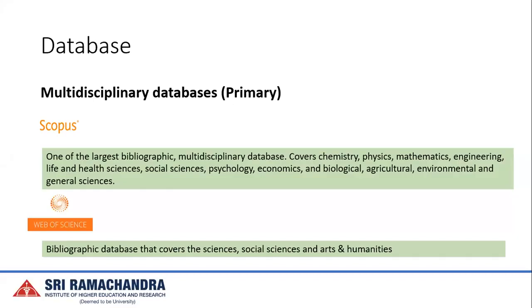We should understand this because even faculty members now want their publications to be indexed in Scopus and in Web of Science. That's the difference between PubMed and Scopus or Web of Science. Scopus is one of the largest bibliographic, multidisciplinary databases and covers all aspects. Web of Science is also multidisciplinary, mainly sciences, social sciences, arts and humanities. So that's how the primary databases are divided into discipline-specific and multidisciplinary databases.